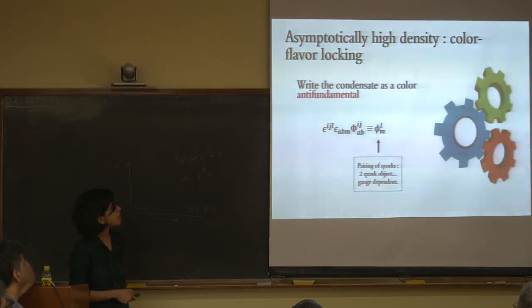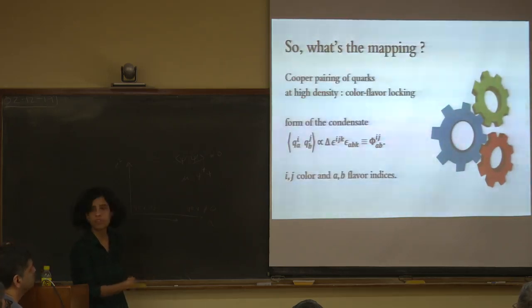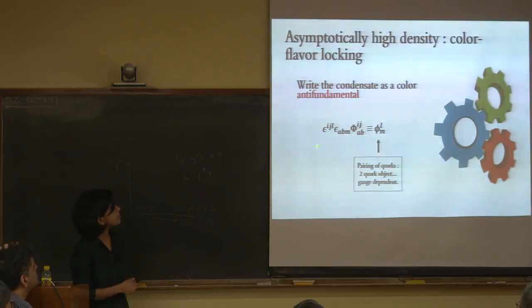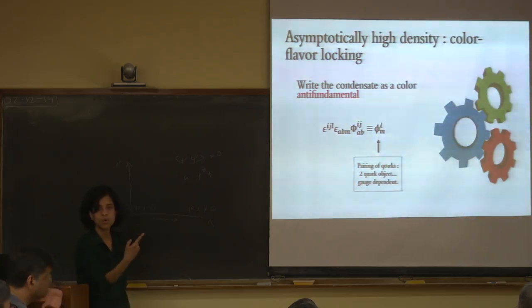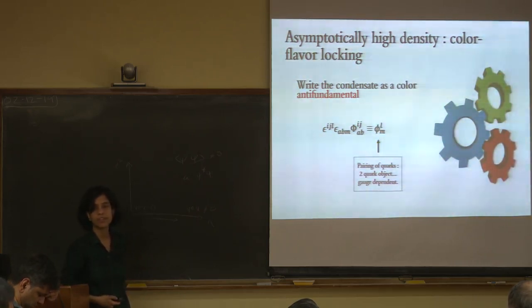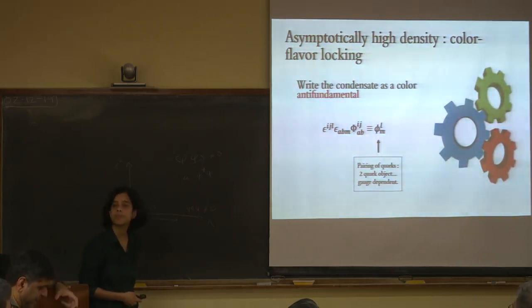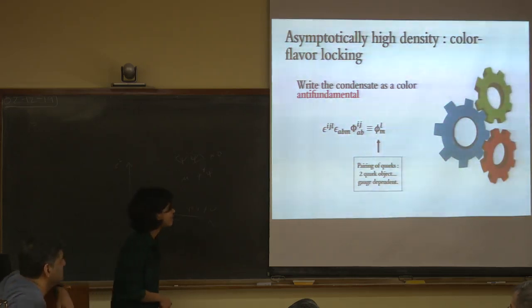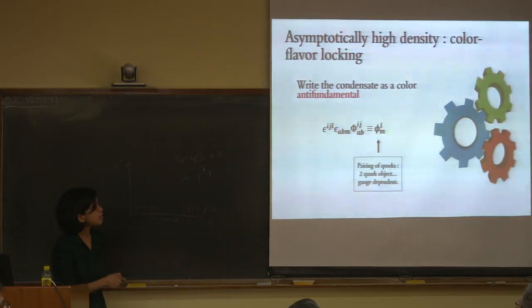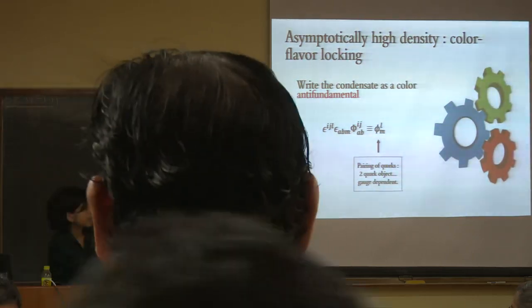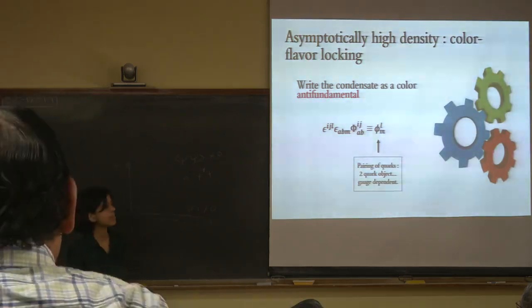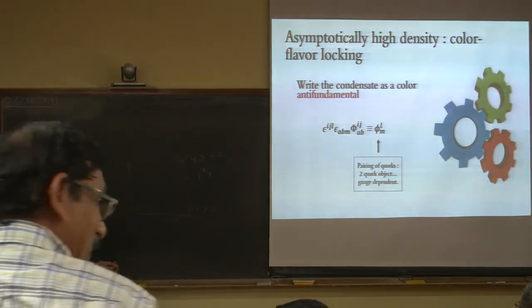Now what you can do is take this 4 index object, which is a bosonic object, and contract its indices with proper Levi-Civitas to write it as a color antifundamental. And so now you get this 3 by 3 matrix. Every entry of it is a 2 quark object. So it's a Cooper pair of 2 quarks written as a 3 by 3 scalar field. It's basically a bifundamental. Yes. Now this object is a gauge dependent object, right? And it getting a VEV, vacuum expectation value, doesn't tell you anything about phases and phase transitions. Okay.